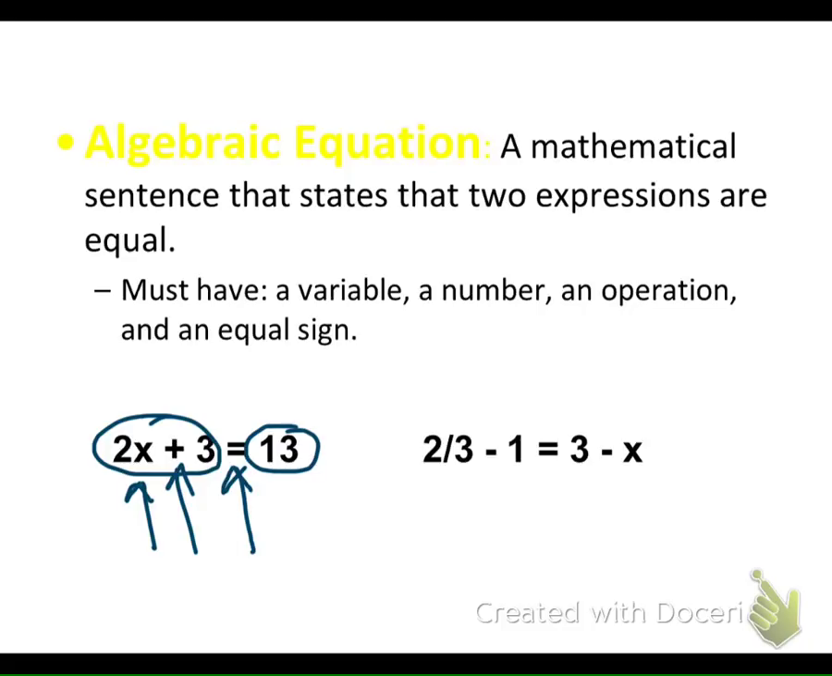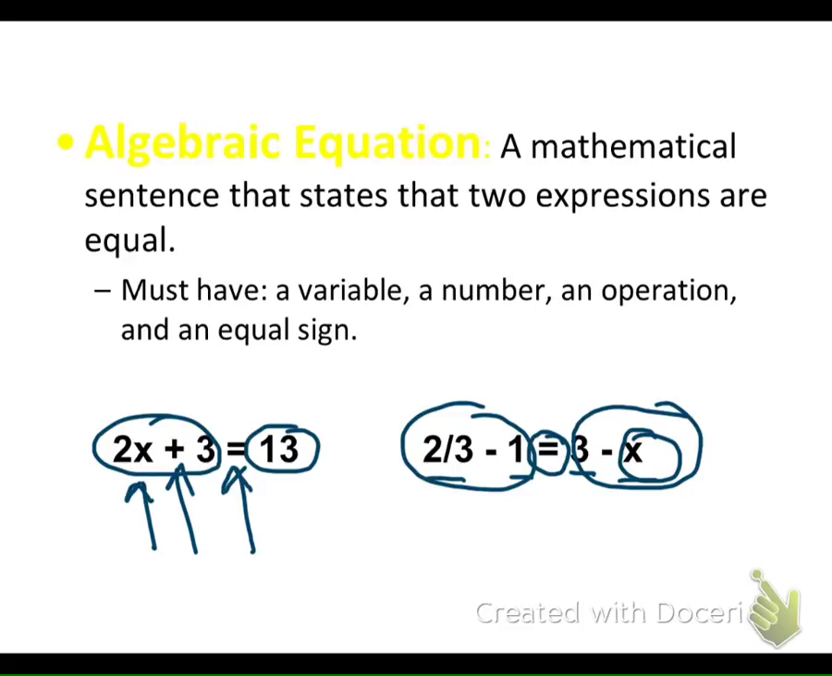2/3 minus 1 equals 3 minus x. I have 1, 2, 3, 4 terms. I have an equal sign, I have a variable, and I have two expressions. Remember that the value on one side of the equation and the value on the other side of the equation must be equal in value on both of these examples, and that's why that equal sign is in the middle. So we don't know what x represents here, but we know that 2x plus 3 is equal in value to 13. We don't know what x represents on this equation, but we know that 2/3 minus 1 is equal in value to 3 minus x.